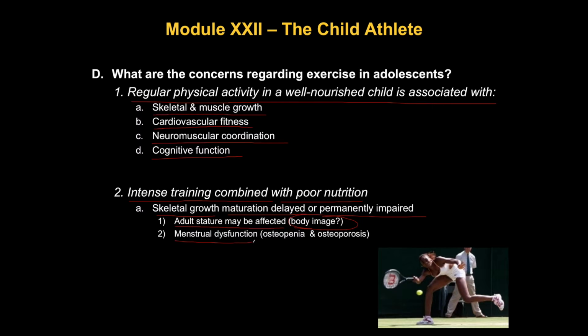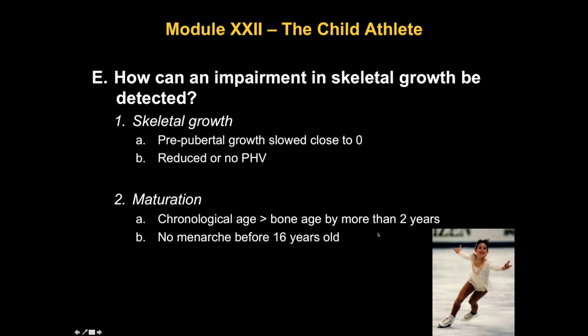Menstrual dysfunction, we saw that with the female athlete triad. Osteopenia and osteoporosis are a very real threat with this kind of combination of intense training and poor nutrition. So these are some concerns that we have. How can an impairment in skeletal growth be detected?